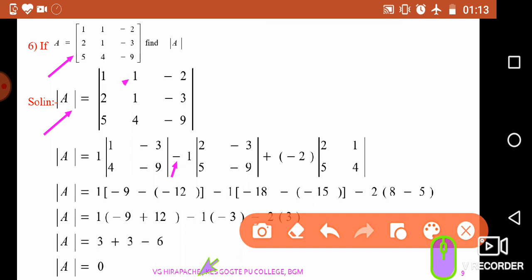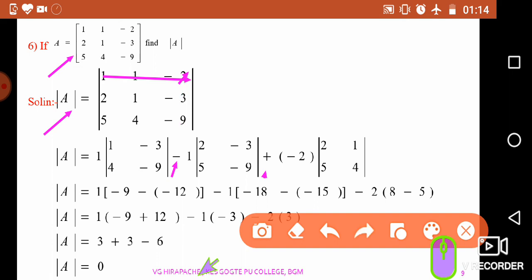The second element of the same row is 1. Deleting that row and column consisting of 1, we are left with the second order determinant with the elements 2, minus 3, 5, minus 9. Similarly, before I go to the next element of the same row, there is a plus sign, and the next element of the same row is 2, that is minus 2. Deleting that row and column consisting of minus 2, we are left with the second order determinant 2, 1, 5, 4.